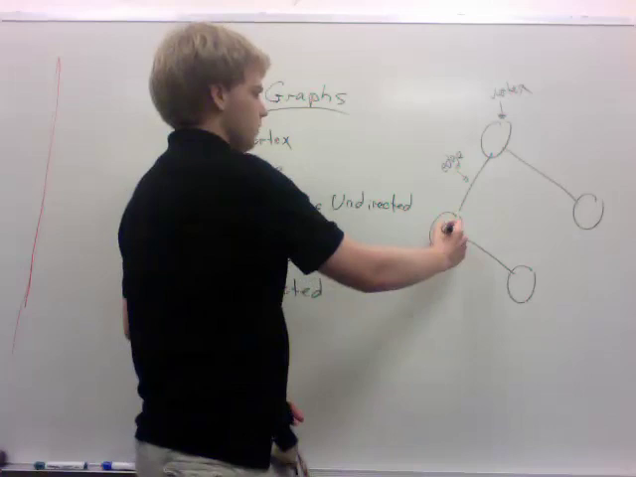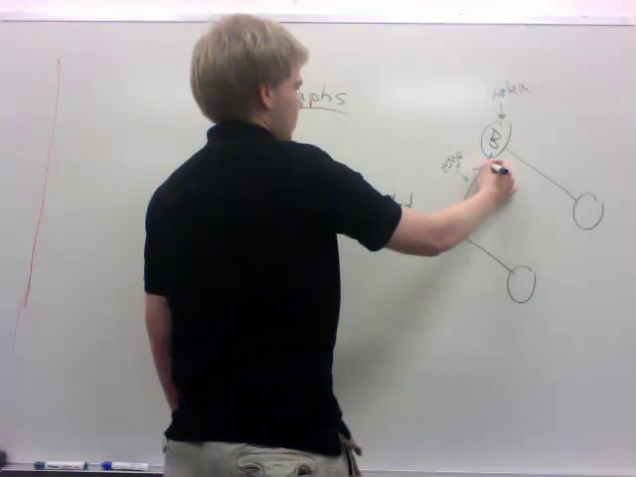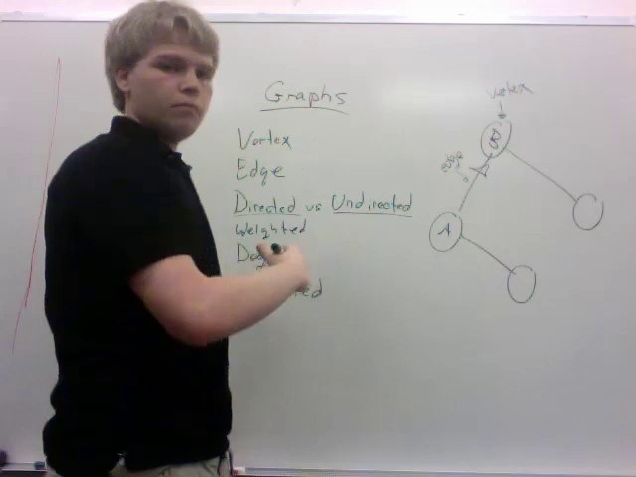You can go from A to B or B to A. It doesn't matter. It's an undirected graph. So that's what undirected means. Directed would be if we had an arrow saying that we can only go from A to B. That means we can't go from B back to A.